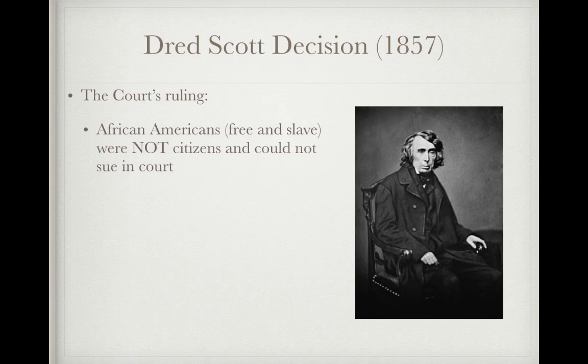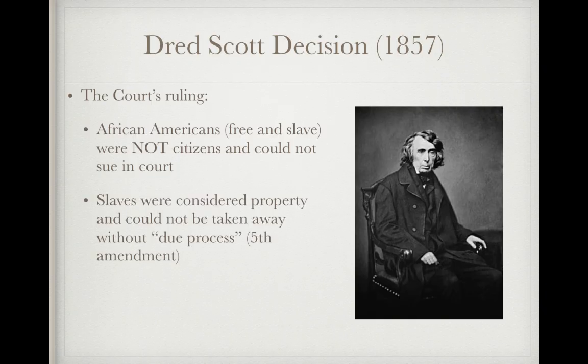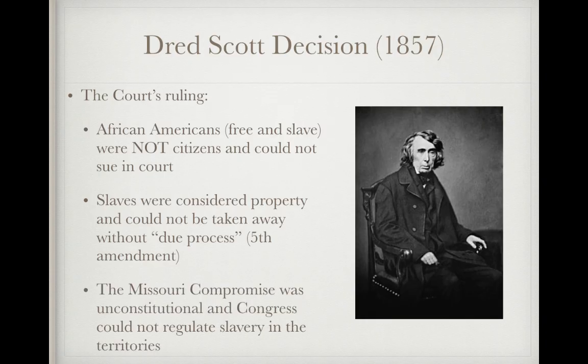Number 1, African Americans, both free and slave, were not citizens and could not sue in court. Number 2, slaves were considered property and could not be taken away without due process. The Fifth Amendment protects your property, and since slaves were considered property, they could not be taken away. And number 3, the Supreme Court declared that the Missouri Compromise was unconstitutional and Congress could not regulate slavery in the territories. This was a huge victory for the South, and the North was furious with this decision. This really helped divide the country even more than it already was.